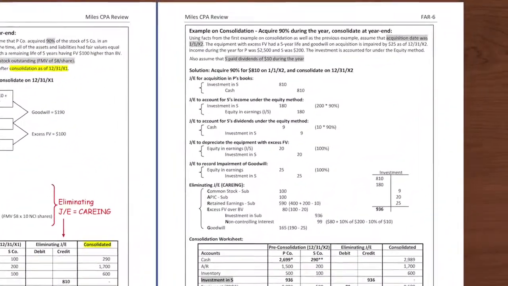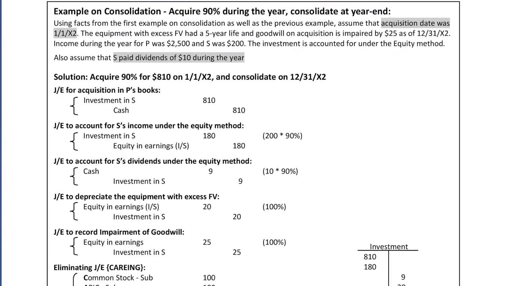On page 13, we are looking at a fourth example on consolidation, where the parent acquires 90% of the subsidiary during the year and the consolidation happens at year end. So circle 90%, highlight acquisition on 1/1/X2, and highlight consolidation on 31st December X2. Now, during the year, the parent decides to use the equity method for the investment in subsidiary. So, in the parent's books, you're going to put a bracket around those 5 journal entries and write equity method during the year.